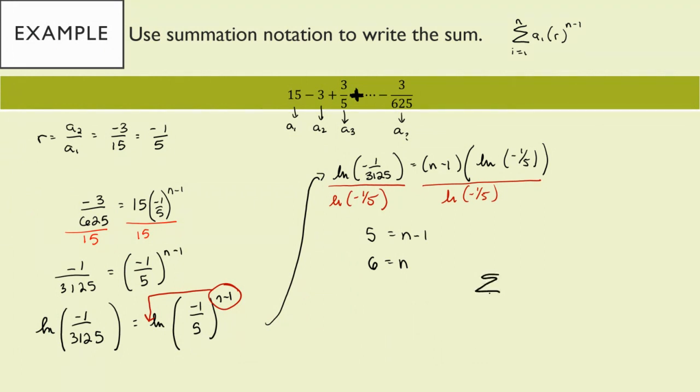So this will allow us to finally write our sum. i equals 1 to 6. And then a_1 is 15. And then I don't really need those parentheses, or yeah, I do. r is negative 1/5 to the n minus 1.